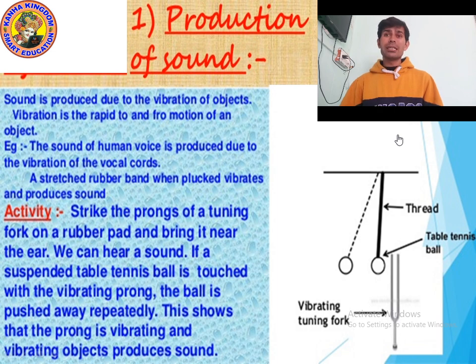When you touch the tennis ball with a vibrating tuning fork, or you can say vibrating prong, the ball will be pushed away. The ball will start a to and fro motion, it will start oscillating. This shows that the prong is vibrating, and a vibrating object always produces sound. Is it easy?